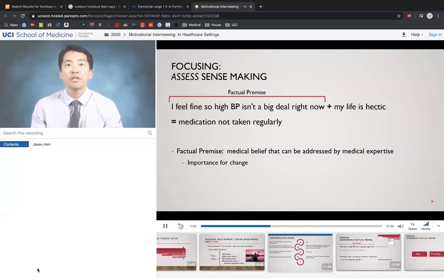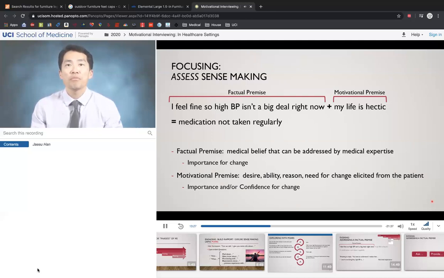But you could see the second part of the statement is a motivational premise. And this is quite different from a factual premise because this really speaks to the patient's desire, ability, reason, or need for change. And that has to be elicited from the patient. It's not something that we know. This is information that the patient knows, and we need to draw that out from the patient. And if we can do this effectively, then we may be able to increase both the importance and or the confidence for making that change.